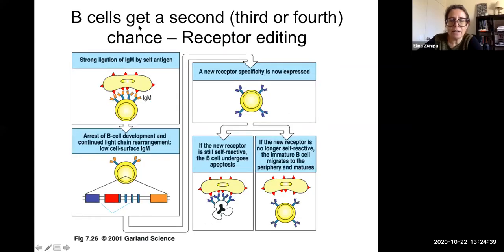So the B cells that are specific for their self-antigens, they also have, yes, please. On the last slide, can you go back to the last slide? Yes.